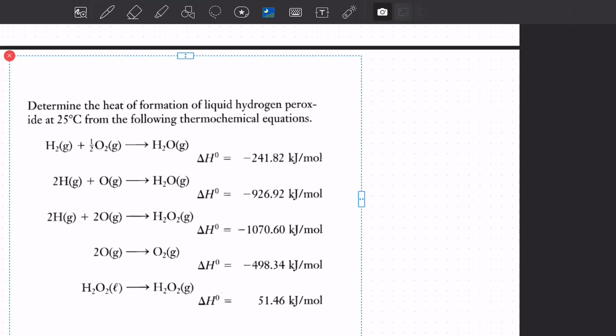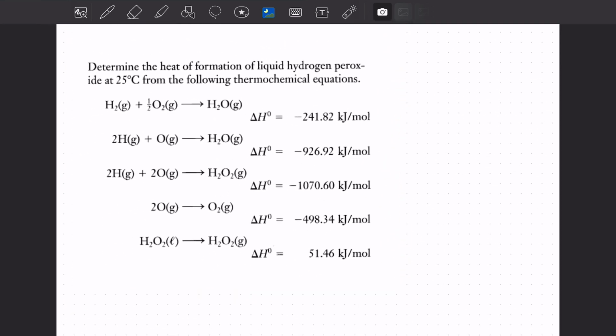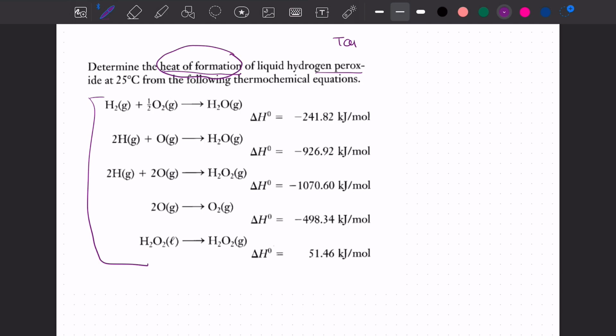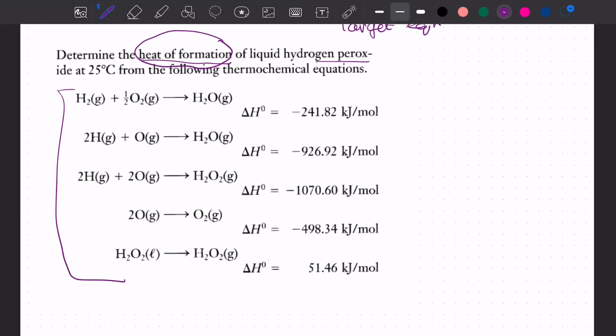Let's do one more problem together. Okay, so the question is saying determine the heat of formation of liquid hydrogen peroxide at 25 degrees from these thermochemical equations. So, like I said, there could be 2 conditions where you're not given a target equation. This is one of those. So you should write for yourself the target equation.